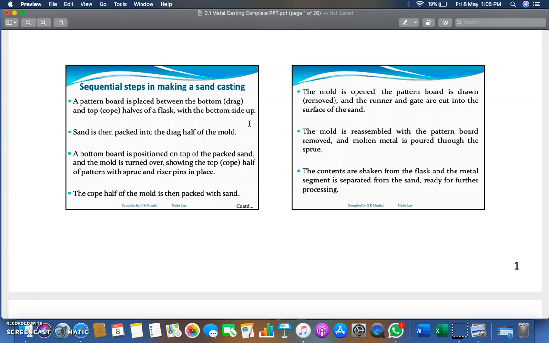Sand is then packed into the drag half of the mold. The bottom board is positioned on top of the packed sand. Then the cope half of the mold is packed with sand, and the mold is opened. The mold should be opened and the pattern board drawn. The runner and gate are cut into the surface of the mold, so that whenever you are pouring the metal, it should not create any kind of bubbles inside.